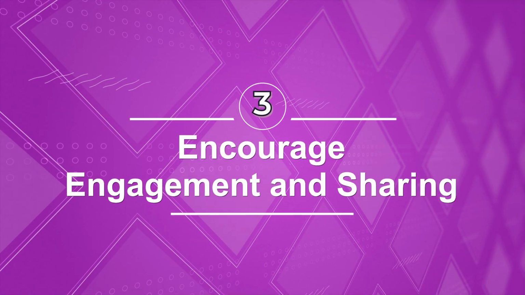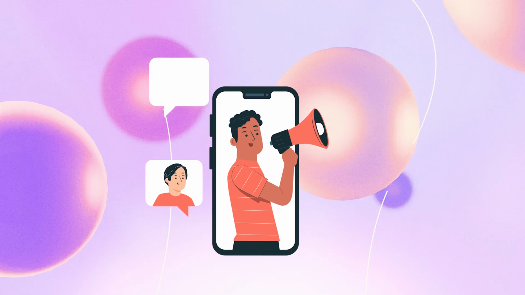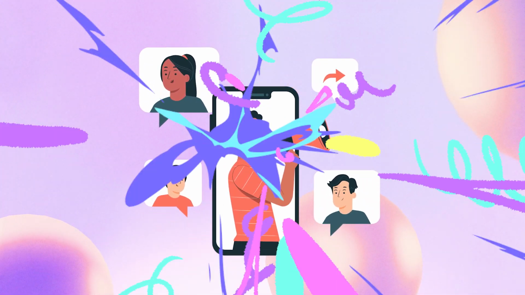Way 3, encourage engagement and sharing. Lastly, encourage engagement and sharing to boost the visibility of your content on the feed. Ask questions, prompt discussions, and encourage users to share your content with their networks. Respond promptly to comments and messages to foster interaction and build relationships with your audience.